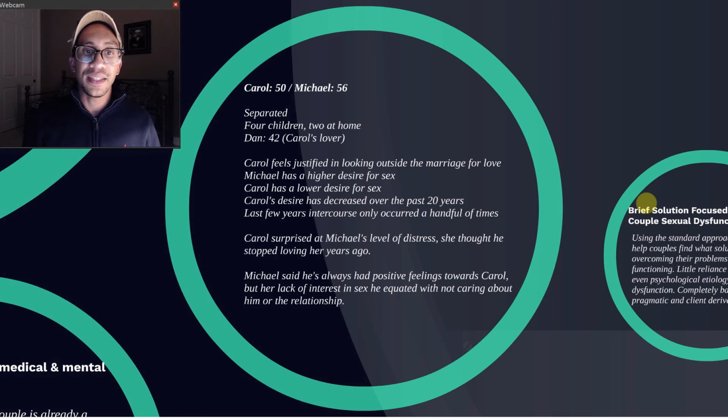So I didn't say that he has a high and she has a low, because it's all relative to one another, I think. So Carol's desire has decreased over the past 20 years. Last few years, intercourse only occurred a handful of times. Carol's surprised at Michael's level of distress. She thought he stopped loving her years ago. Michael said he's always had positive feelings towards Carol, but her lack of interest in sex is equated with not caring about him or the relationship.